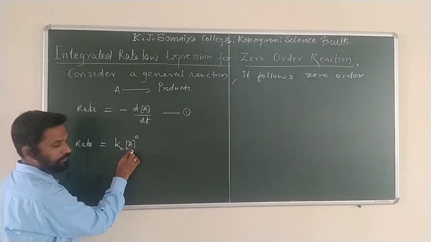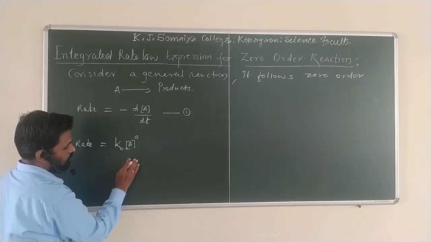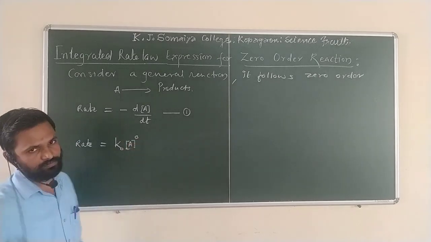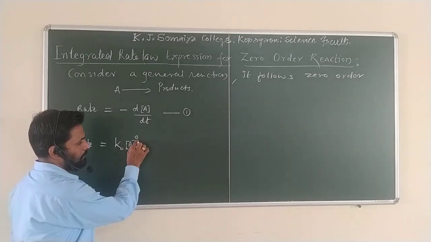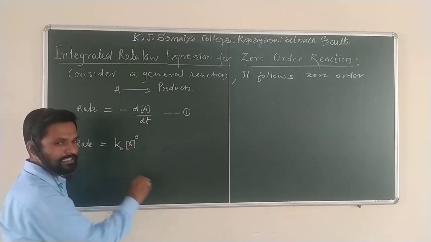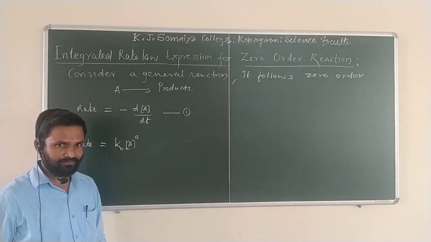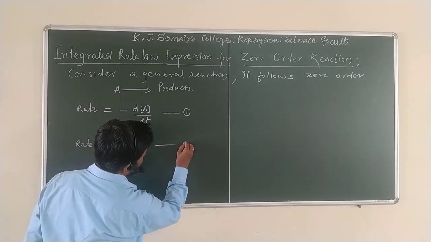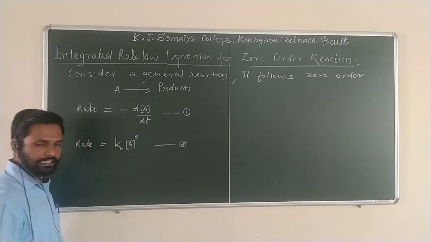This is the concentration of the reactive molecules. Now, here for the concentration of the reactive molecule, what is the power? The power is zero. This is very important. Whenever the power is zero, it follows the zero order reaction. Getting my point? Here it follows the zero order reaction. Say this as equation number 2.